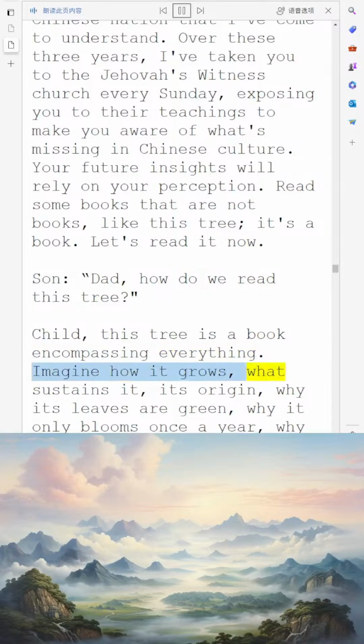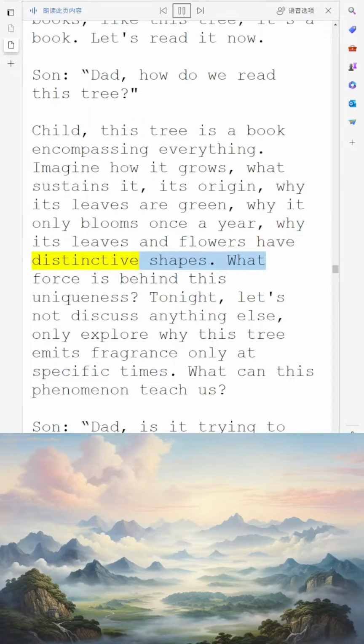Imagine how it grows, what sustains it, its origin, why its leaves are green, why it only blooms once a year, why its leaves and flowers have distinctive shapes. What force is behind this uniqueness? Tonight, let's not discuss anything else, only explore why this tree emits fragrance only at specific times. What can this phenomenon teach us?